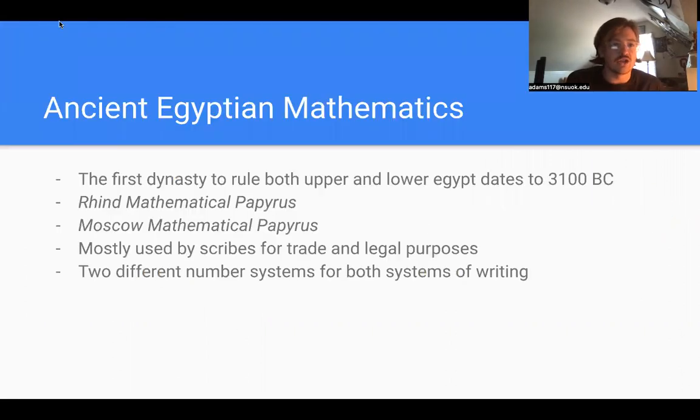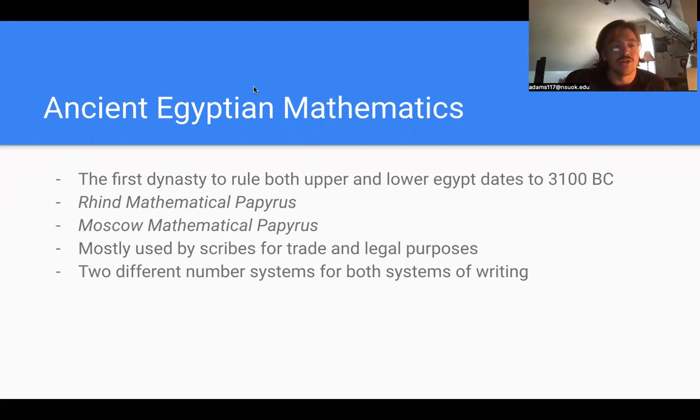So we'll start with ancient Egyptian mathematics. So we start to see the first dynasty to rule both areas of Egypt, both the upper and lower, above and below the Nile, dating to about 3100 BC. So there's a long time before we see any of the mathematics start to appear there and start to see any of the developments they've been working on.